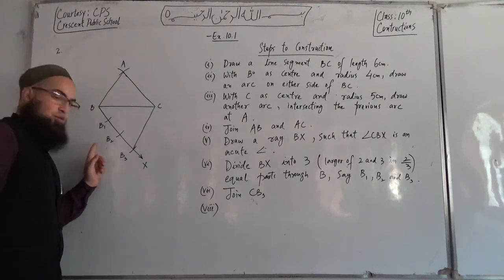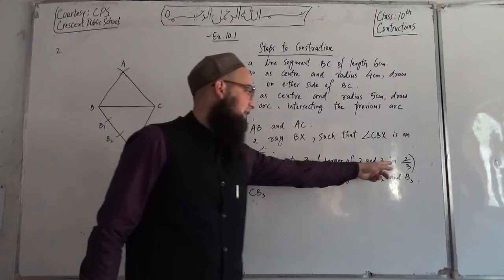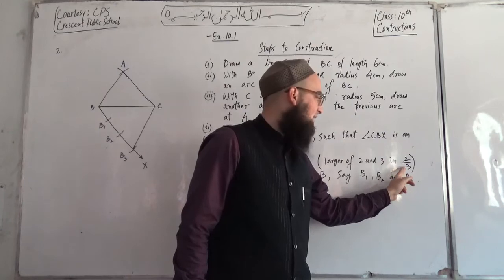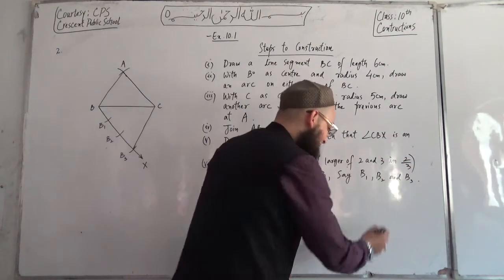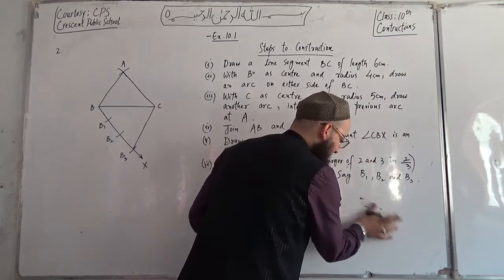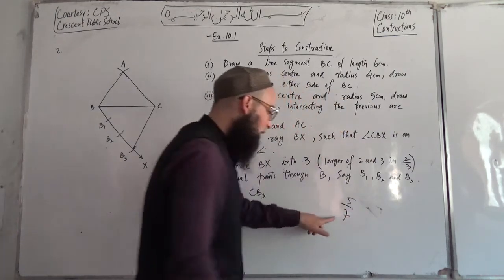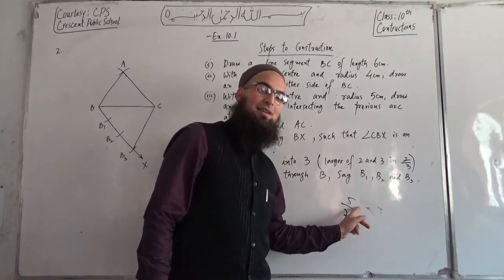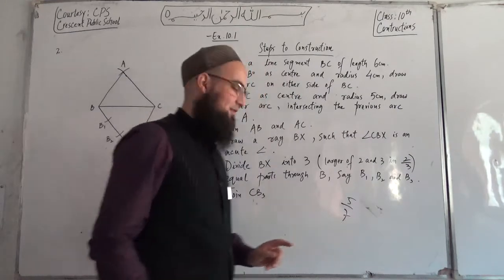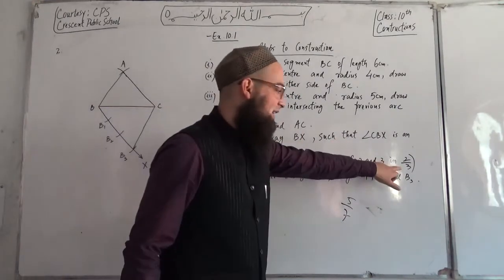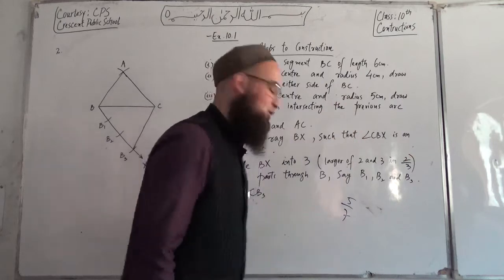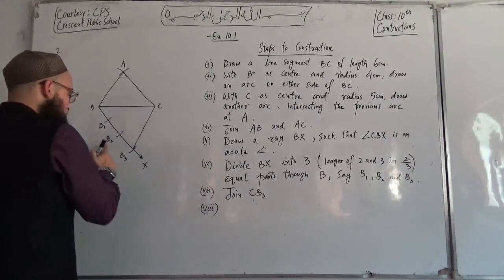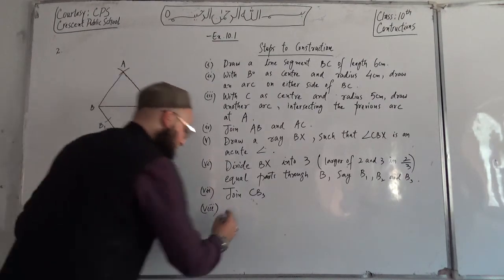Then from B2, why B2? Because we divided the ray into 3 equal parts. Had our ratio been, say, 5 by 7, you would have divided Bx into 7 equal parts, then drawn the parallel line from B5. You got it? So here we divided into 3 equal parts, then draw from B2. Very good. So from B2, draw a line parallel to CB3.